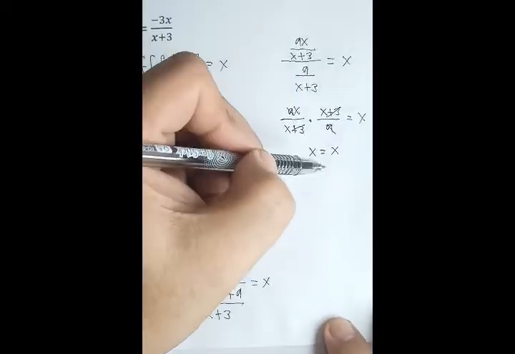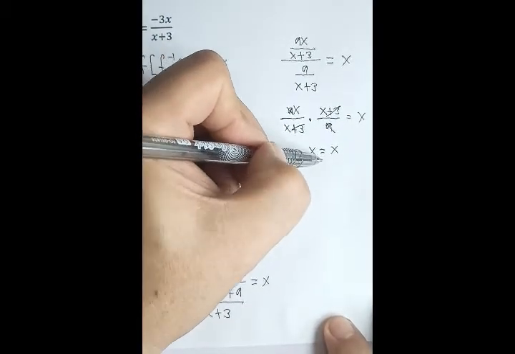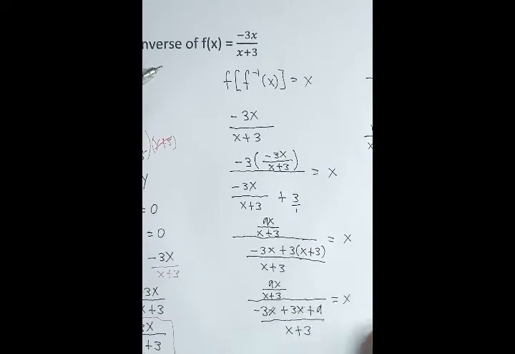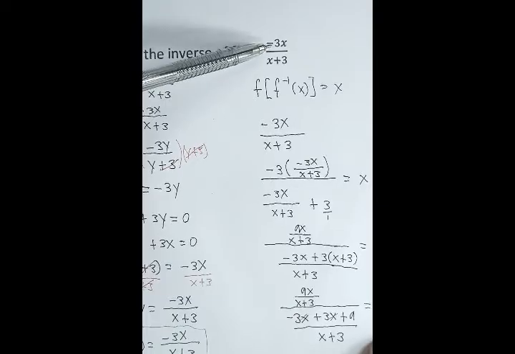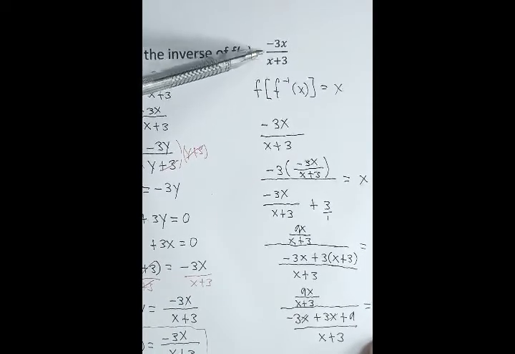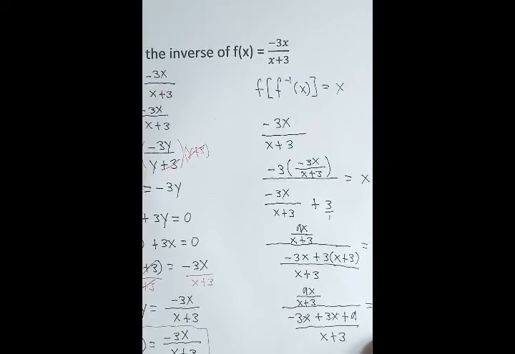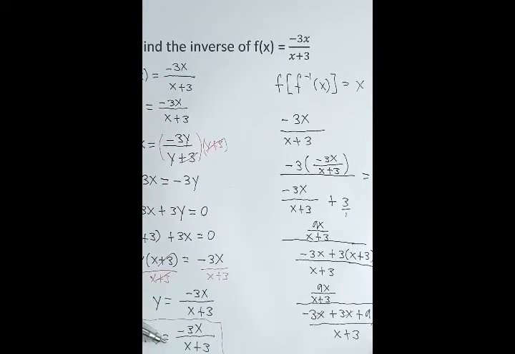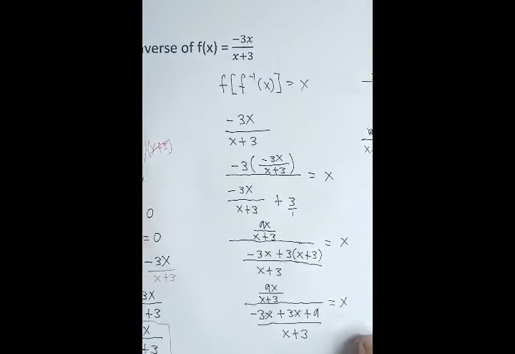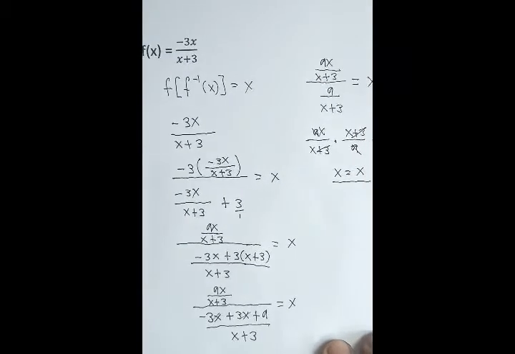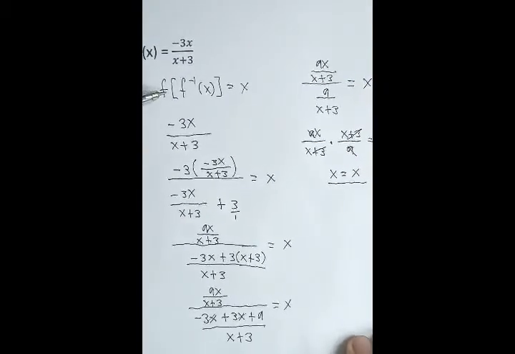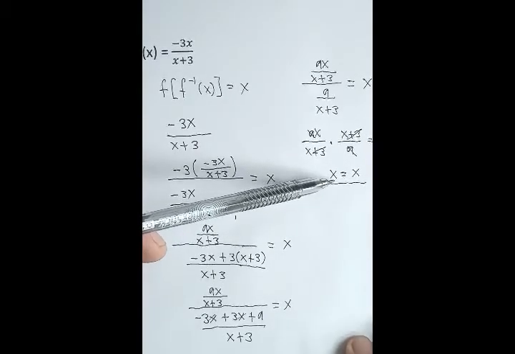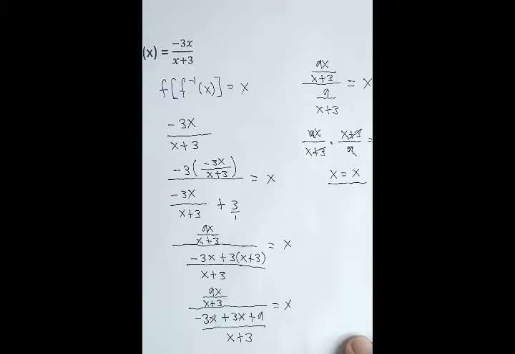So we have verified that the inverse of this function minus 3x over x plus 3 is also the same, minus 3x over x plus 3. So this is now the process of verification. So gikan dire ato siya na simplify nga to x equals x.